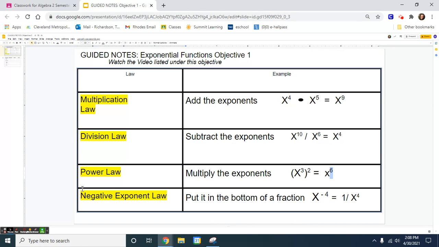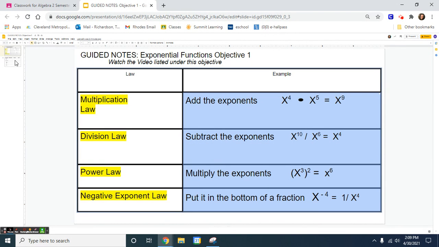And then lastly, the negative exponent law: you're never allowed to have an exponent that's negative. You have to do something with it. You can't just leave it negative. Whenever you have a negative exponent, you put it in the bottom of a fraction. So I took x to the negative 4th, put it under 1, it became 1 over x to the 4th, and when I put it in the bottom of a fraction, it becomes positive. These are your 4 main laws that I want you to always constantly refer back to throughout this objective.